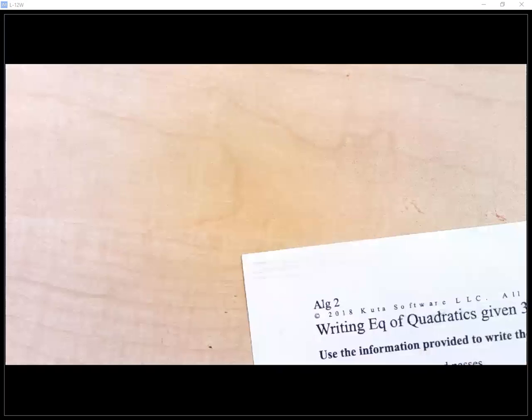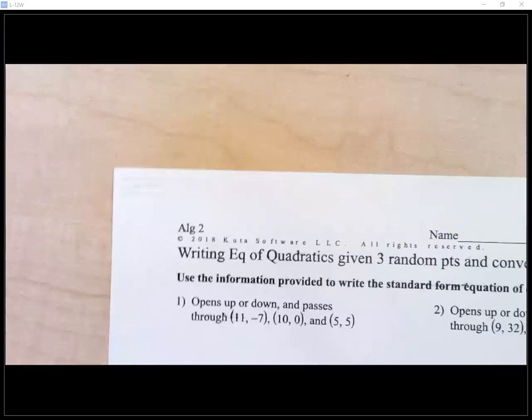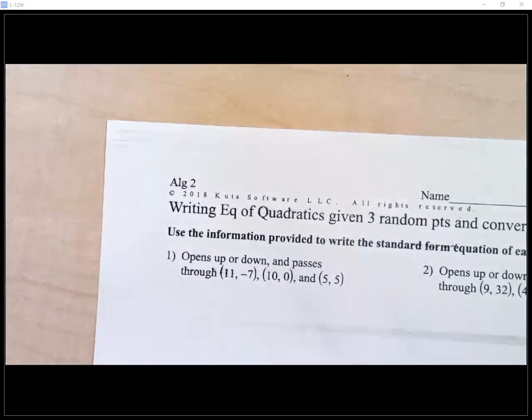So today we are looking at writing equations of quadratics given 3 random points. We have already talked about, everybody, writing the equation of a quadratic if we have the vertex and one other point. We just went over that. So what if I don't have that? What if I just have 3 random points and I need to write the equation of this quadratic?